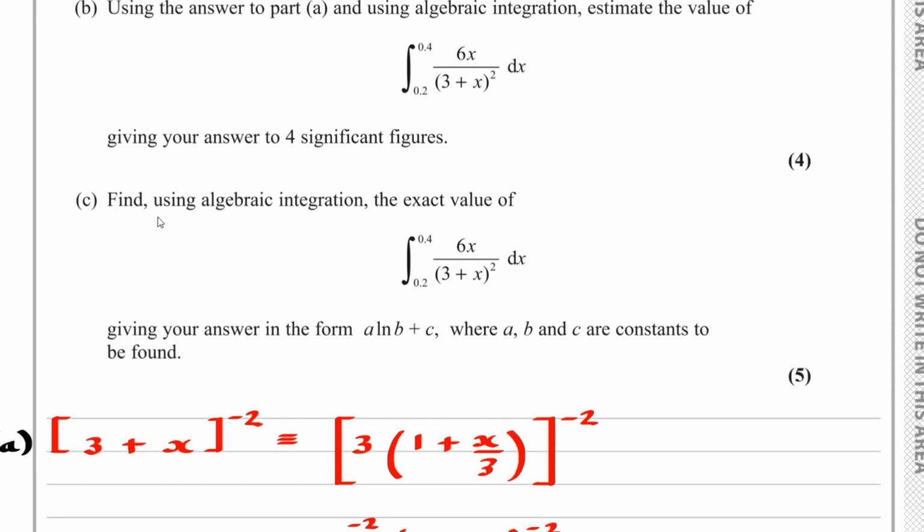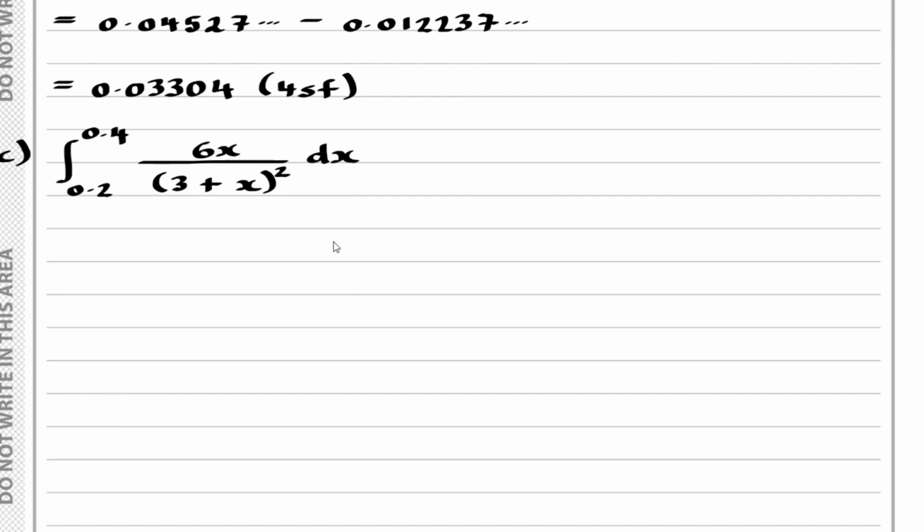Part C, we have to find using algebraic integration the exact value of the integral from 0.2 to 0.4 of 6x over (3 plus x) squared with respect to x, giving your answer in the form a times the natural log of b plus c, where a, b and c are constants to be found. Well, we have this integral which we can rewrite as the integral from 0.2 to 0.4 of 6x multiplied by (3 plus x) to the negative 2 with respect to x.